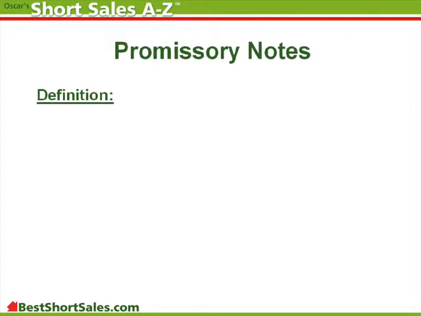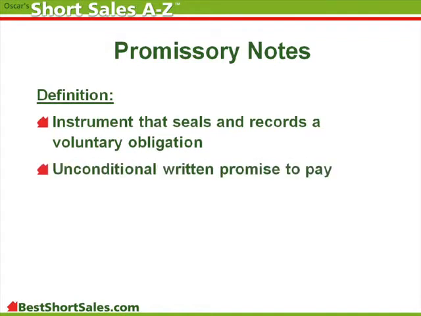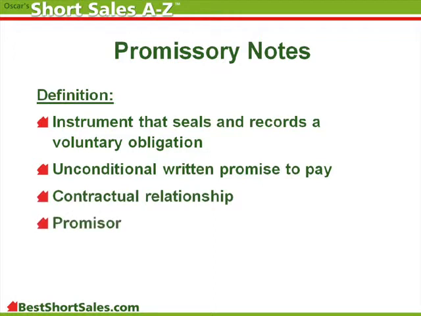Promissory notes. Definition. A promissory note is a legal instrument that contractually seals and records a voluntary obligation. In a promissory note, a debtor makes an unconditional written promise to pay to a creditor a certain amount of money in a specific time frame. It creates a contractual relationship between a debtor and a creditor. In this relationship, the debtor is the promisor and obligor. The debtor promised and therefore is obligated. The creditor is the promisee or obligee. The creditor was given a promise, so there is an obligation to the creditor.